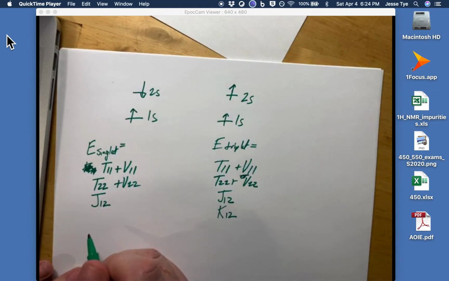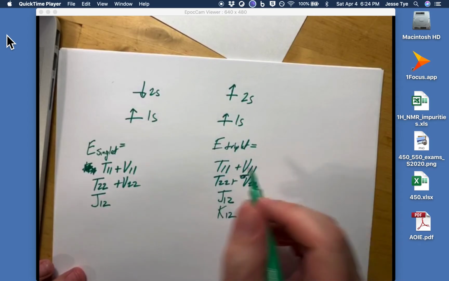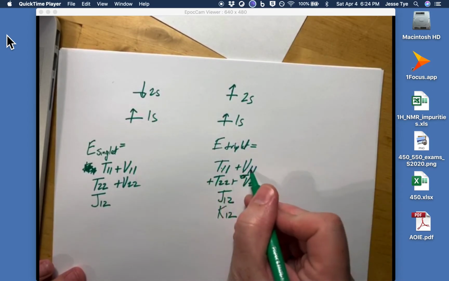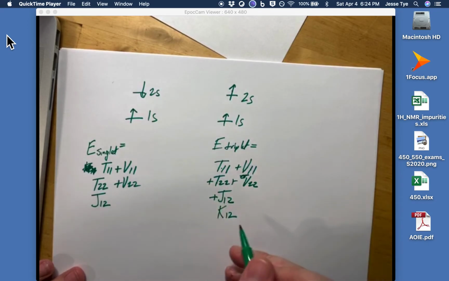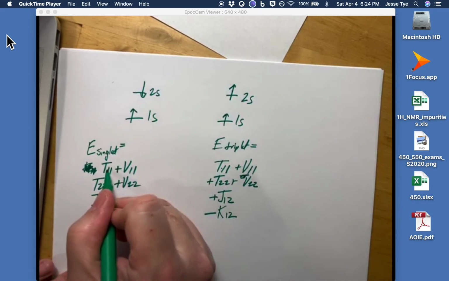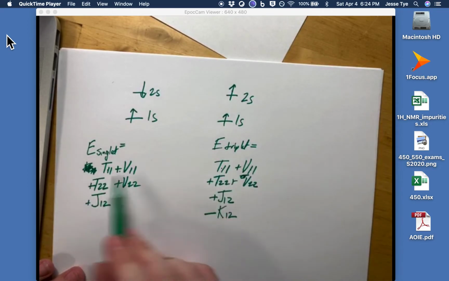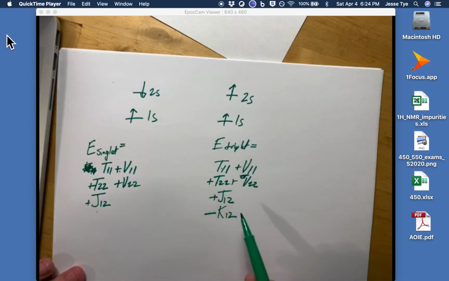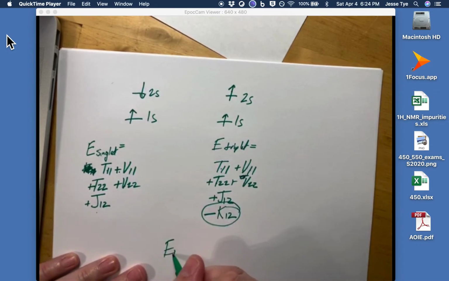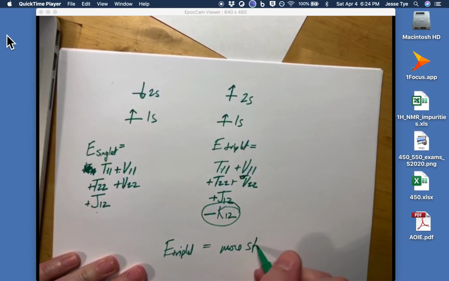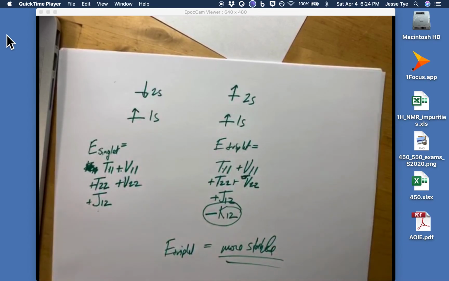And so when I do my total energy here, it's this plus this plus this plus this plus this minus that. This plus this plus this plus this plus that. And so T11, V11, T22, V22, all the same. J12, J12, the same. The difference here being this minus K12. So the triplet is more stable. It's going to have a more negative energy because of that additional K12 term.